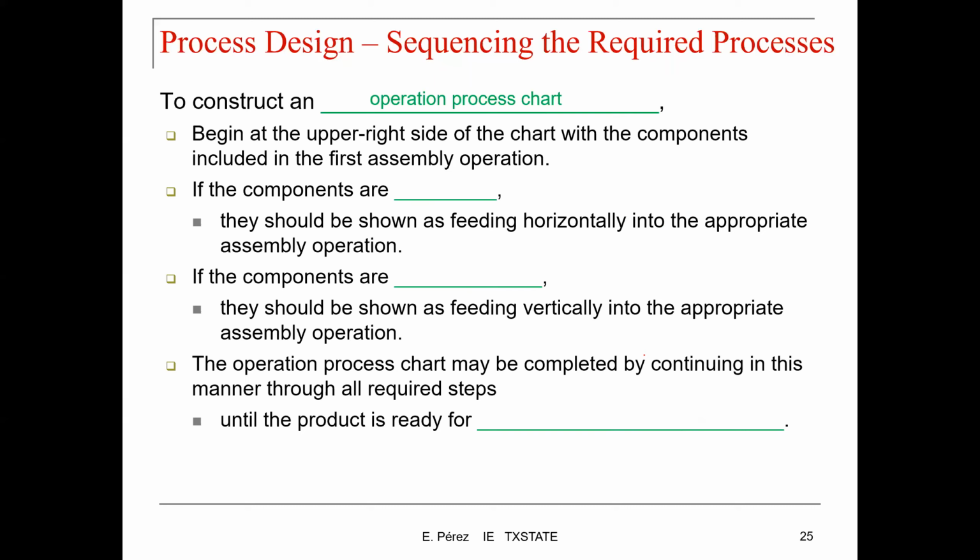To construct an operation process chart, we begin at the upper right side of the chart with the components included in the first assembly operation. If the components are purchased, they should be shown as fitting horizontally into the appropriate assembly operation. If the components are manufactured, they should be shown as fitting vertically into the appropriate assembly operation. The operation process chart may be completed by continuing in this manner through all the required steps until the product is ready for release to the warehouse.